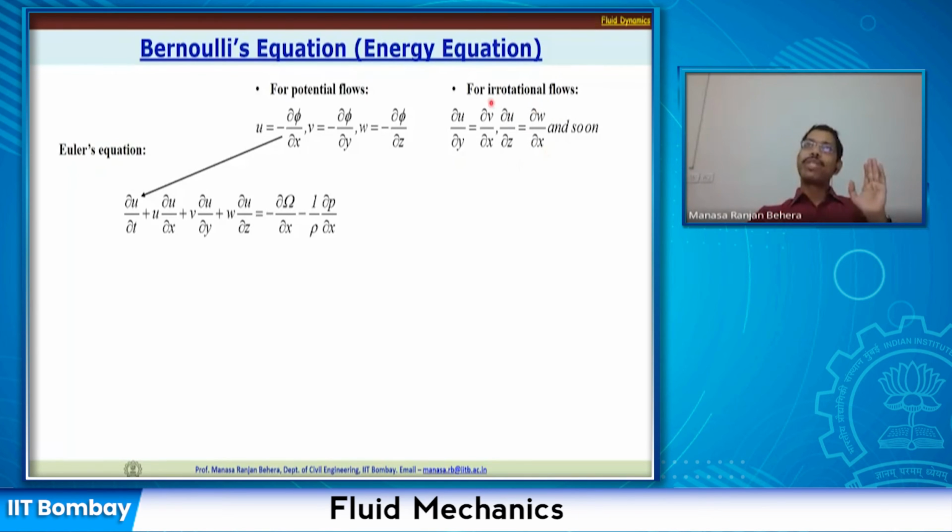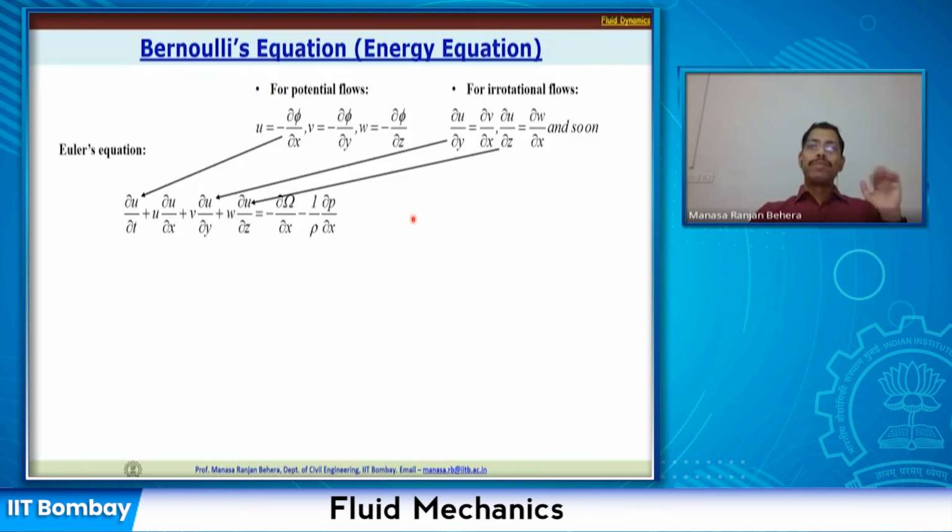Now let us make use of this. I am going to substitute this dou u by dou y using this expression, so I will substitute with dou v by dou x. And this one, that is dou u by dou z, I will substitute with dou w by dou x. So basically all the denominators are going to be dou x, so that it will be easy for me to integrate and find a solution. All right, so that's the whole idea.